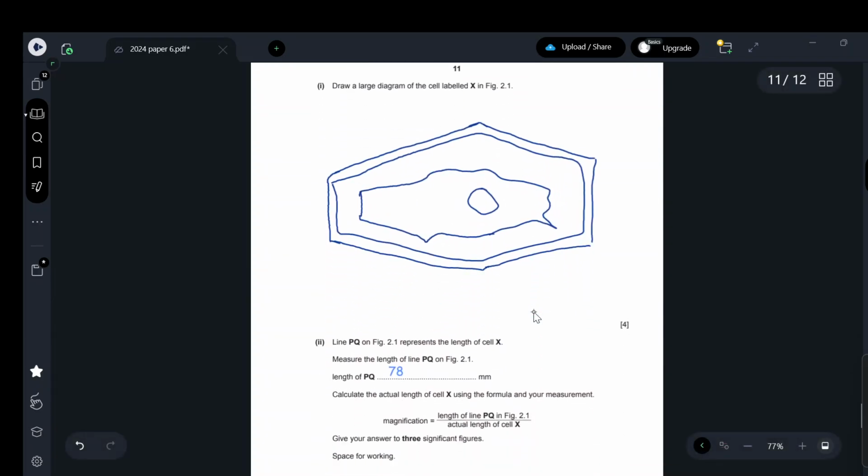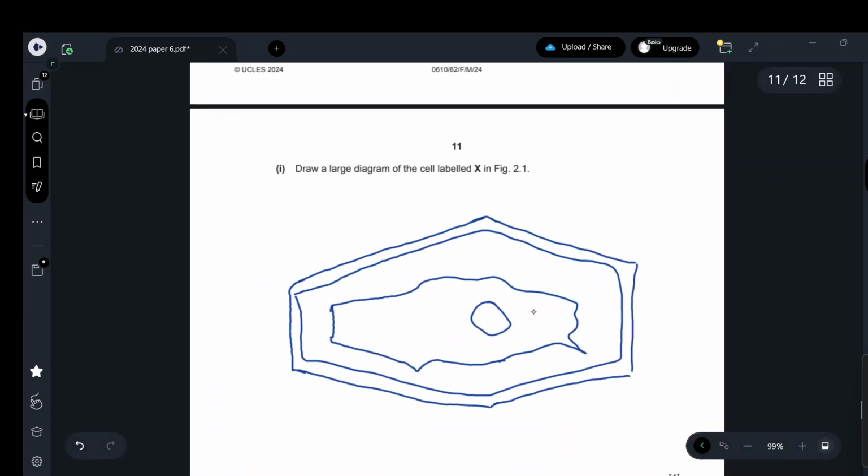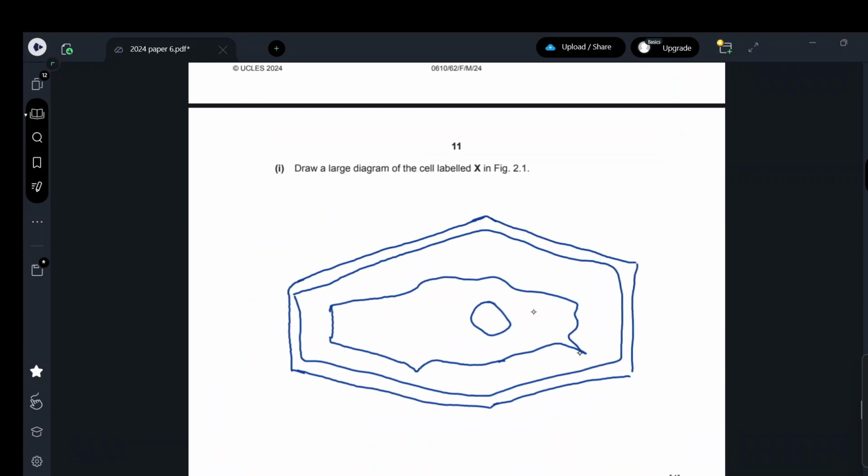Please do not color anything. I drew the cell wall as double lines because it is thick. I can see it as a thick line. And you have to draw these extensions of the cytoplasm and the nucleus without coloring anything.